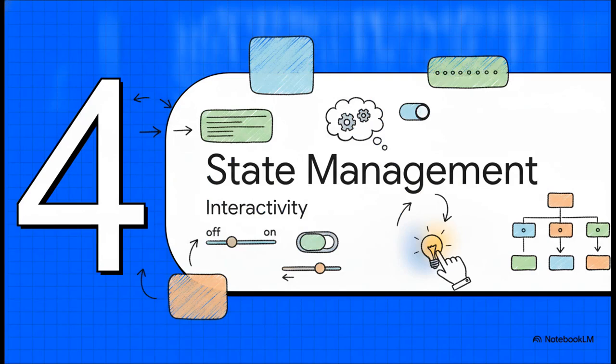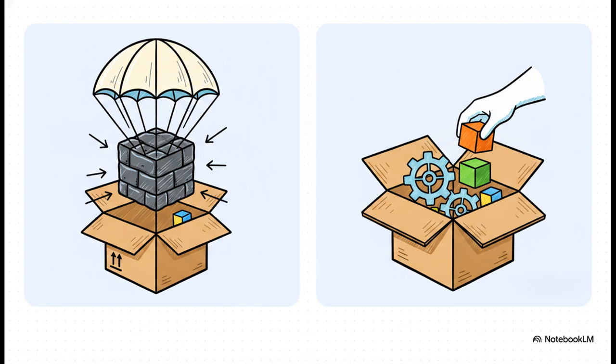All right, part 4, interactivity with state management. Okay, so if props are just read-only instructions from the outside, how do we build apps that actually change and respond to the user? Well, components need their own internal memory. And that brings us to state.